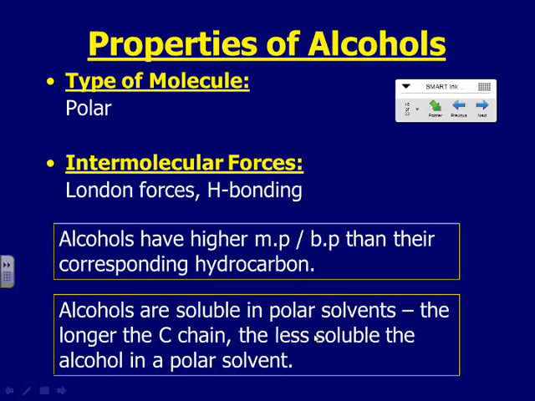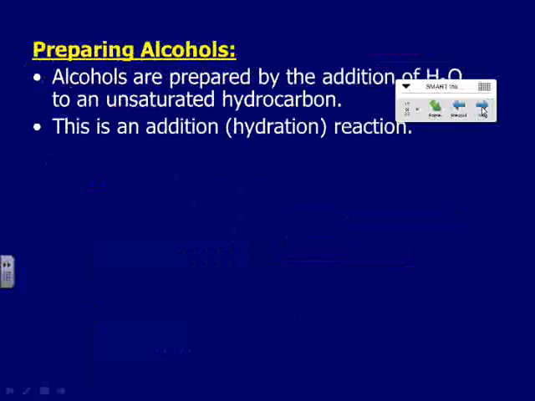So alcohols are soluble in polar solvents, and again, the longer the carbon chain becomes, the less soluble the alcohol becomes in the polar solvents. And we talked about that in our last unit. If we have something with lots of carbons on it, then that non-polarness of that molecule becomes greater, and it is not as soluble in water.